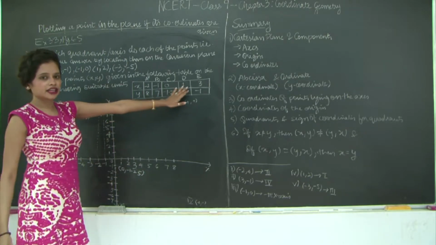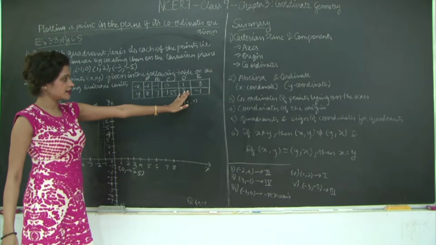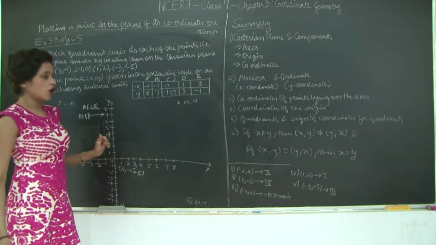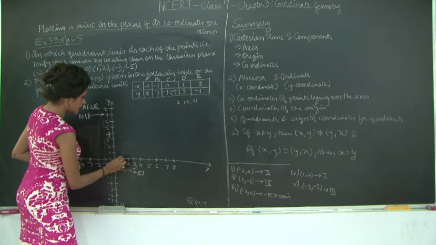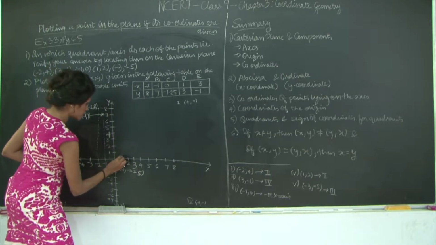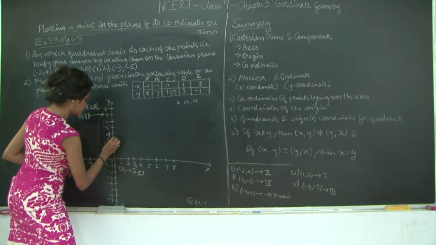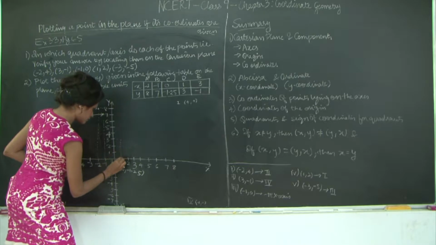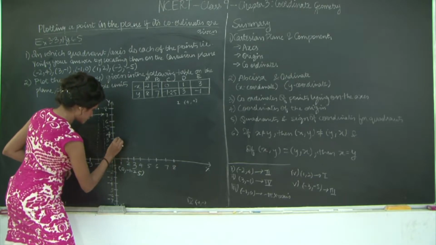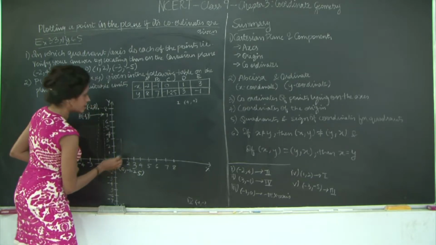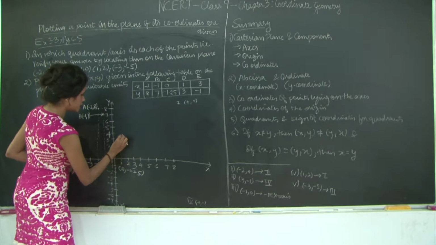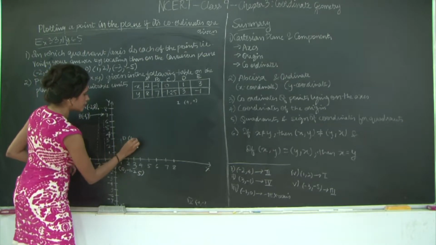Then I have 1 and 3, both are positive, x and y coordinates are positive, therefore the point is going to lie on my first quadrant. So 1 is here and I have 3 here. So let us plot the point. So this is my point D, 1 comma 3.